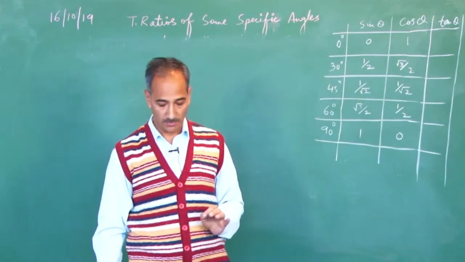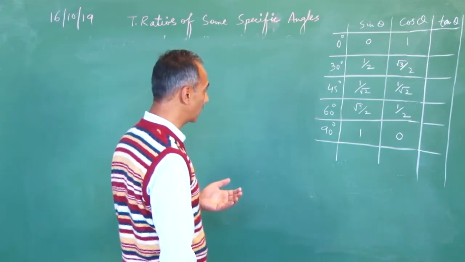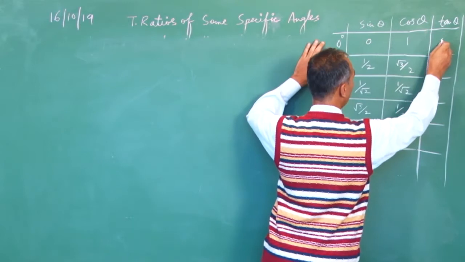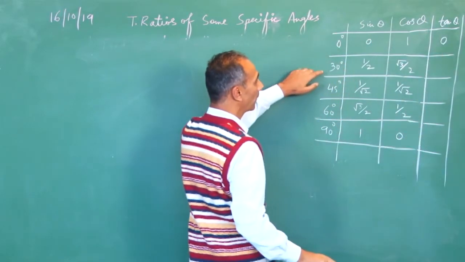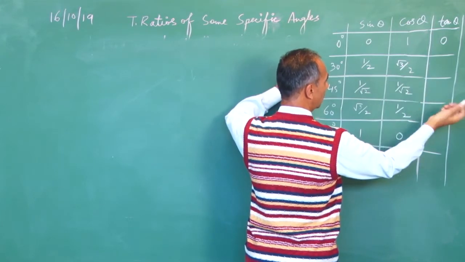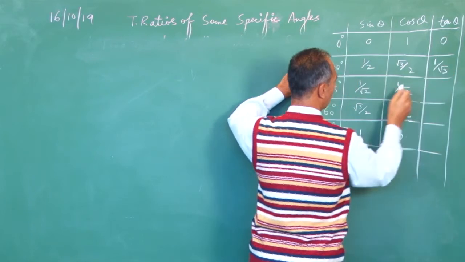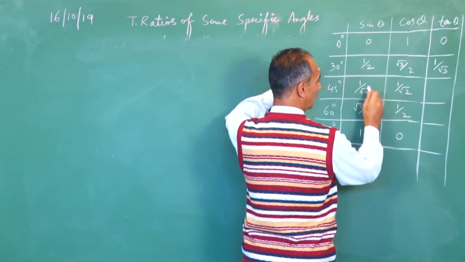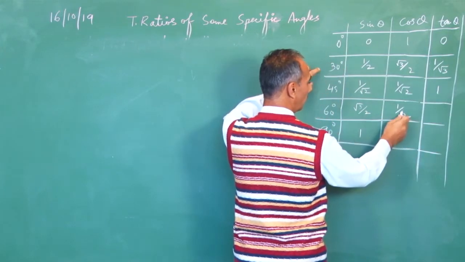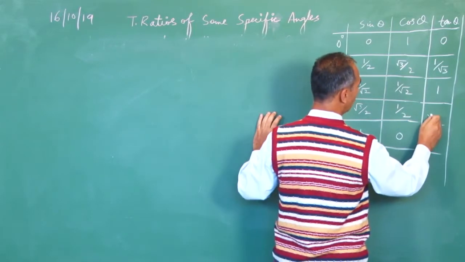So tan, we remember tan is sine upon cos. It's a quotient result. So tan of 0 will be 0 upon 1. 0 by 1 is 0. Tan of 30 is 1 by 2 divided by root 3 by 2. If you do the simplification, 2 and 2 will go. This is 1 upon square root 3. For 45, 1 by root 2 divided by 1 by root 2, same number you are dividing, you get 1. When you divide root 3 by 2 with 1 by 2, the denominator cancels. You get square root 3.